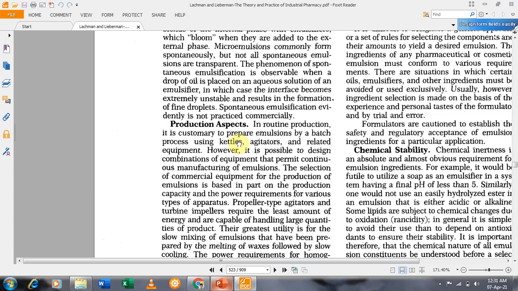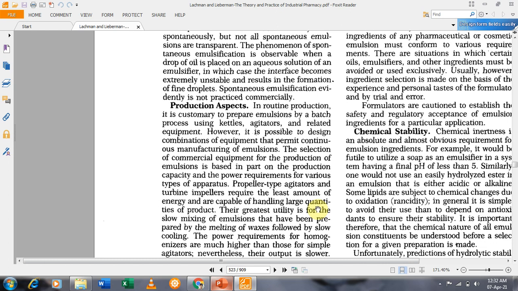However, in routine production, it is customary to prepare emulsions by a batch process using kettles, agitators, and related equipment. However, it is possible to design combinations of equipment that permit continuous manufacturing of emulsions. The selection of commercial equipment for the production of emulsion is based on production capacity and power requirements for various types of apparatus. Propeller type agitators and turbine impellers require the least amount of energy and are capable of handling large quantities of the product.